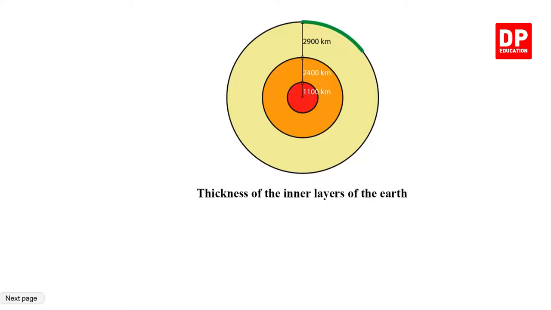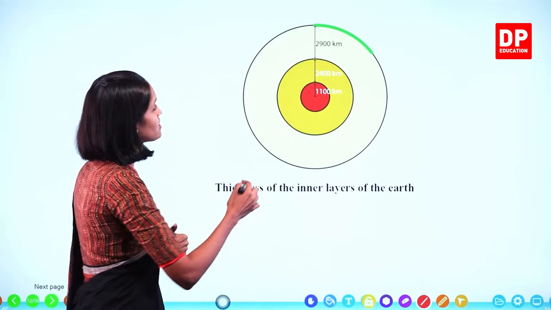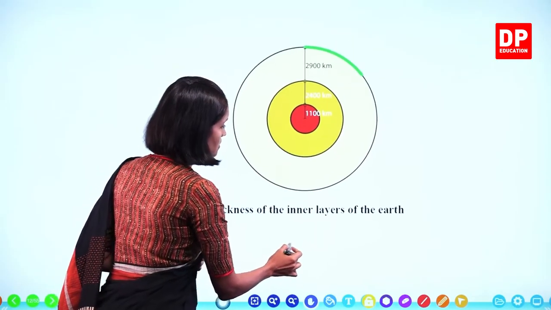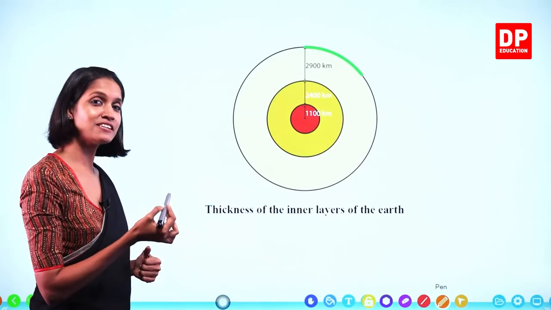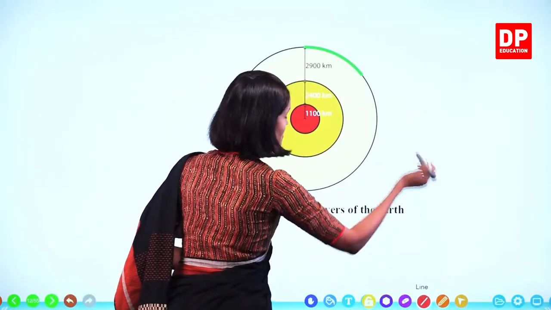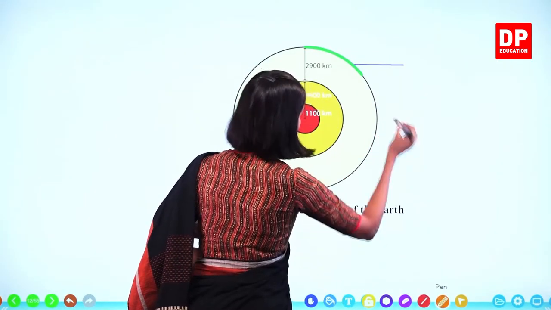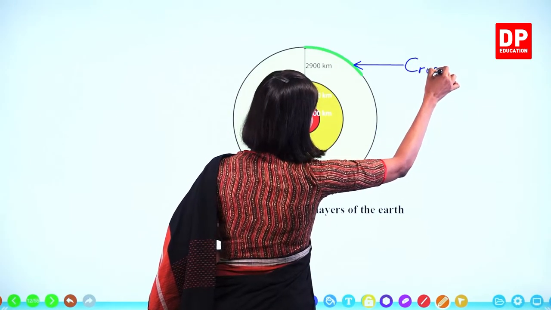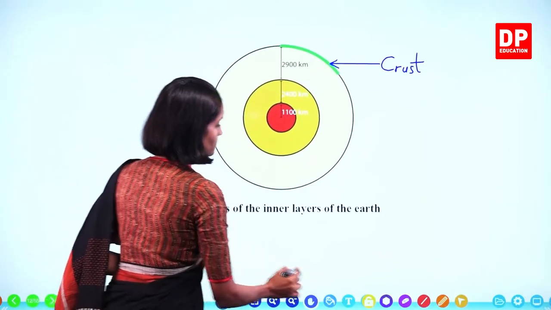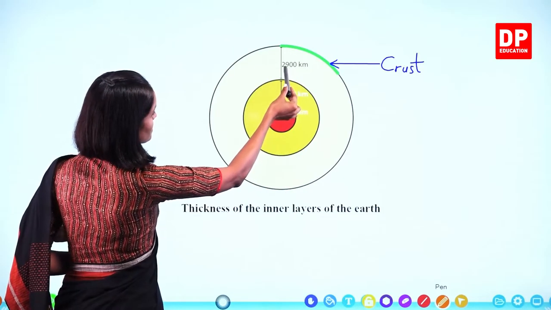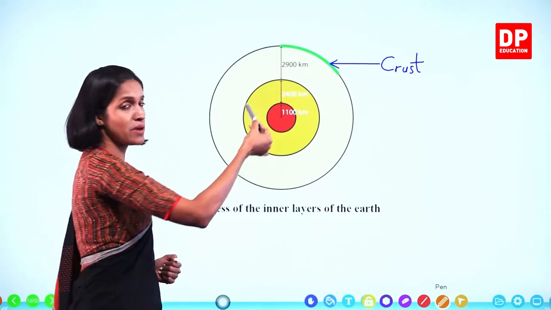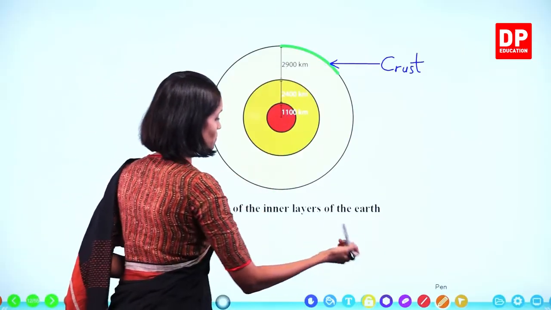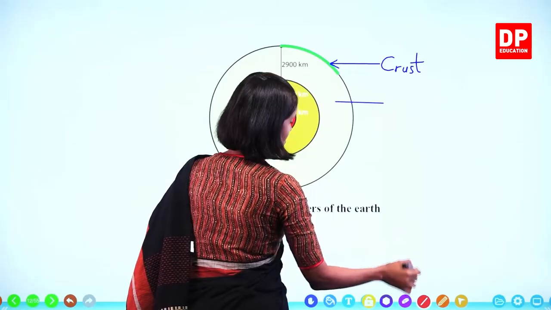Right. Look at this diagram. Here, given the thickness of the inner layers of the earth, what we learned earlier, right? So look at this one. What is this layer? Look at this, the outermost layer, the green color part. What is that layer, children? That is the crust, the thinnest layer, right? This is the thinnest layer and it is known as the crust. Then, what is this second layer? 2,900 kilometers, that is the thickness. So what is this? This is the mantle. The thickness of the mantle is 2,900 kilometers, right? This is the mantle.